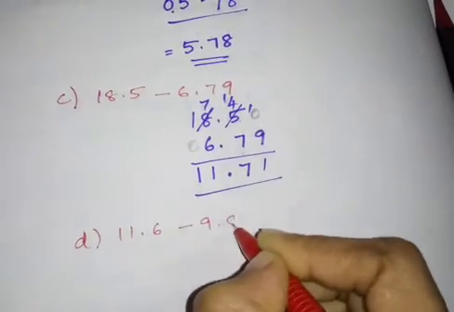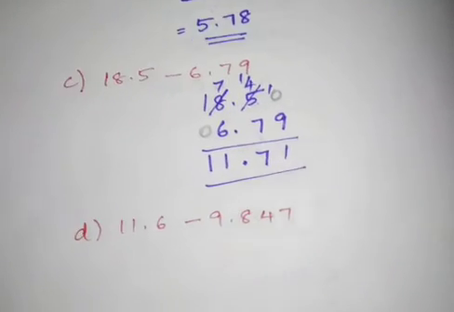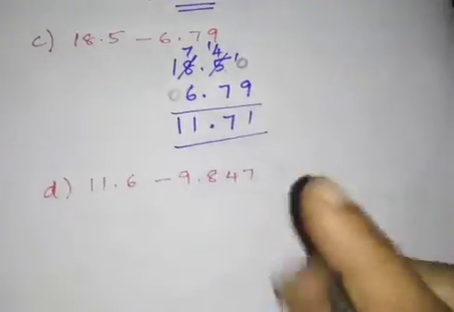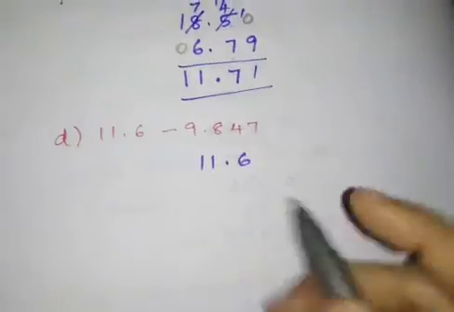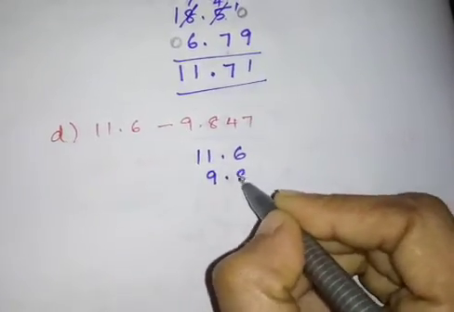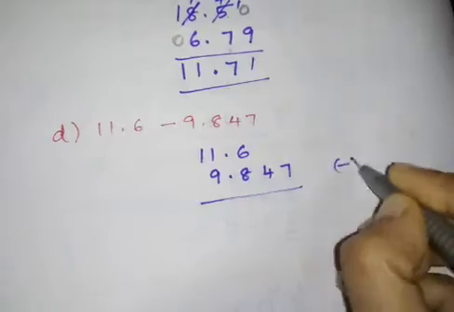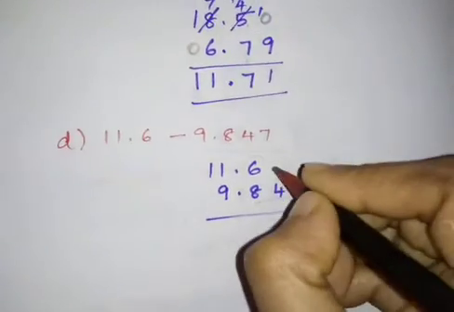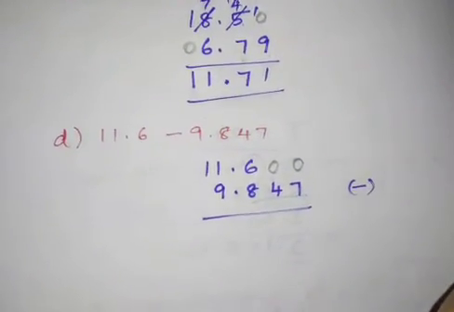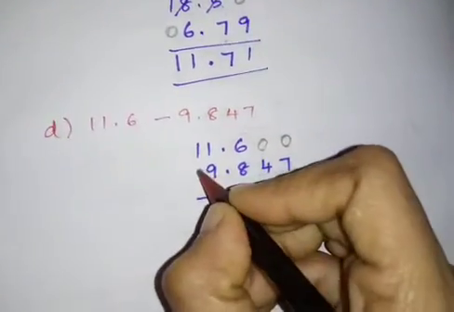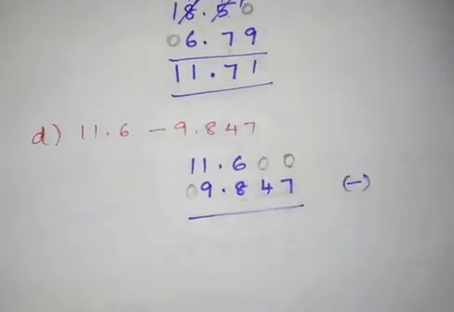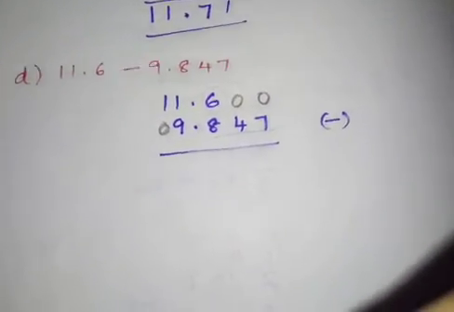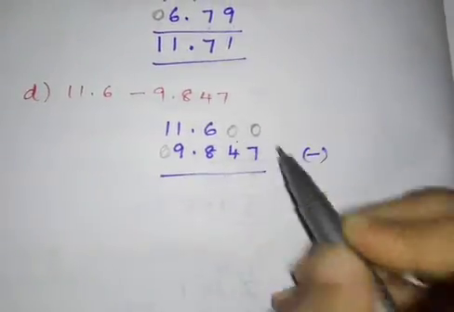Next, D problem. What is the D problem? 11.6 minus 9.847. Now, just doing it. 11.6 I wrote. Then 9.847 will come here. Just subtracting. Here listen, here it is a 3-digit number, here only a single digit is there. So the remaining 2 digits I should insert zeros for my convenience. In the same way as in our previous classes, when you were doing the addition of numbers, you inserted zeros, right? The same way we have inserted the zeros now.